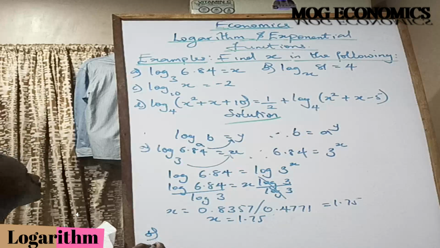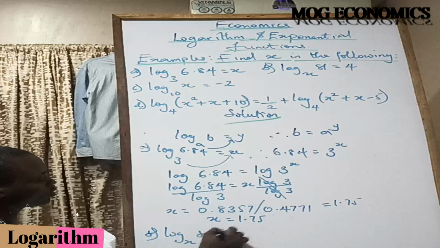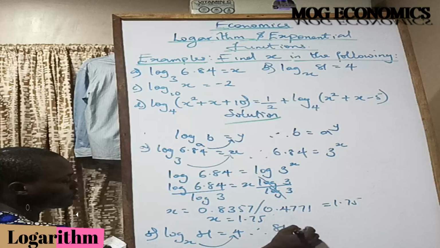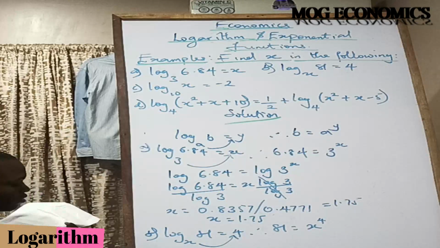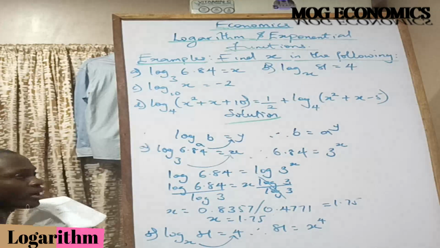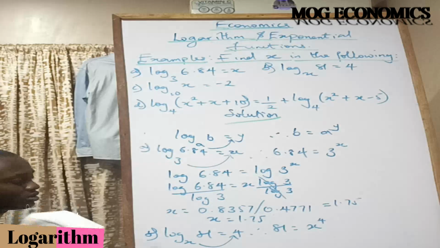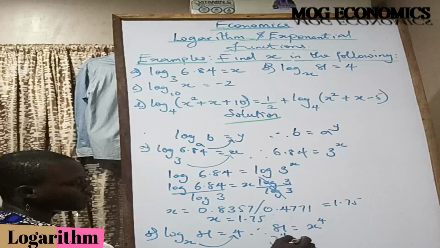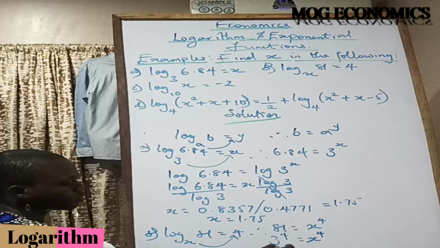So for the second question, which says log base x of 81 equals 4, we do the same thing. It becomes 81 equals x raised to the power 4. Now this is already easy, so we don't need to take log of both sides. Can we express 81 as an index of 4? I think we can. 81 is just 3 raised to the power 4. So 3 to the power 4 equals x to the power 4. So definitely x equals 3.